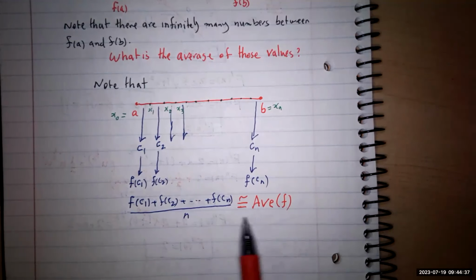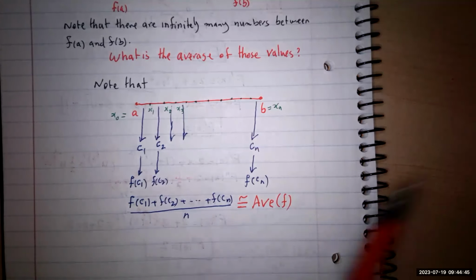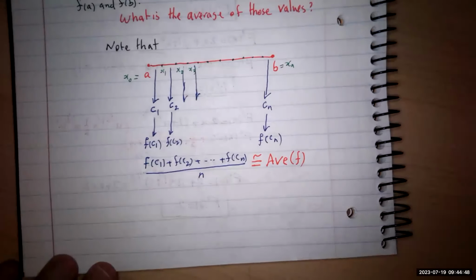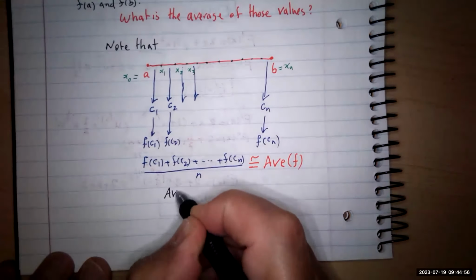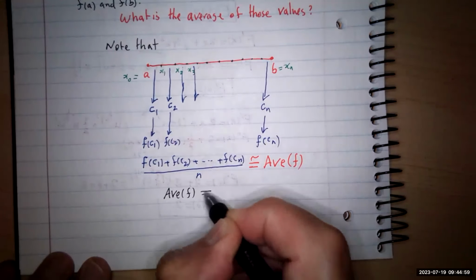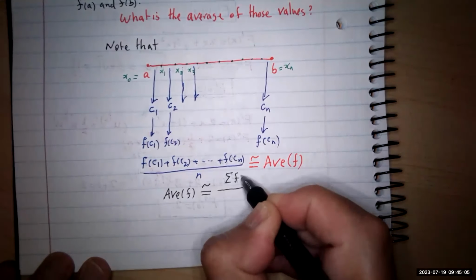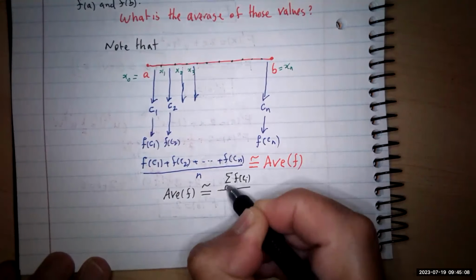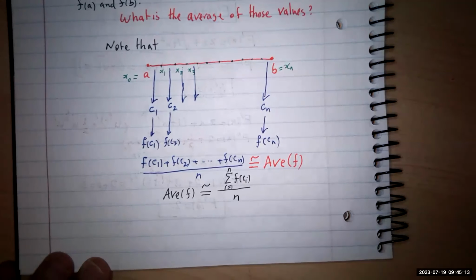So this is one way to do it. We can write this in sigma form to make it easier to handle. So far, this is just the motivation to get the definition eventually. So the average value of f is almost the sum, sigma of f of ci, i from 1 to n, divided by n.